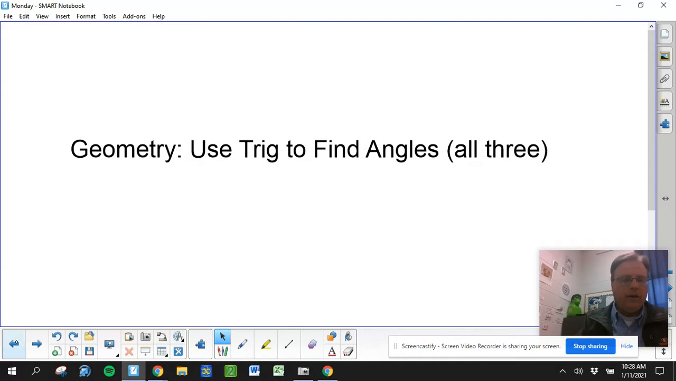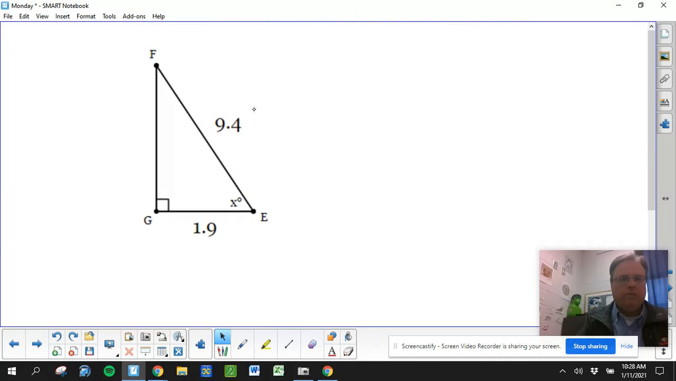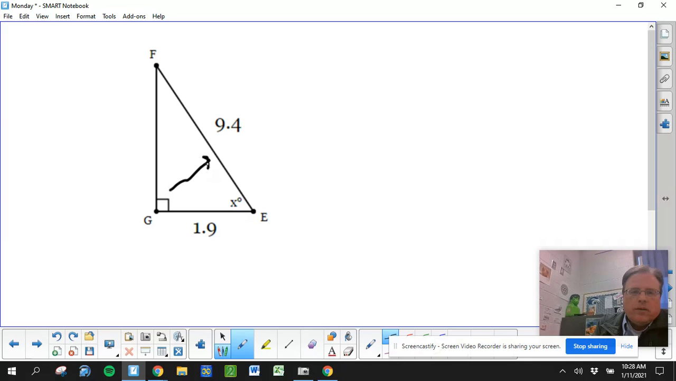Let's look at another one. I have one more to show you. The only reason I'm doing this one is that sometimes the x is at the bottom. Here's x. Here's my hypotenuse across from 9.4. Next door to the x, like its arm or its leg, is the adjacent side, 1.9. I don't have an opposite like I did for sine. I have something next to me, adjacent, so that would be another cosine.